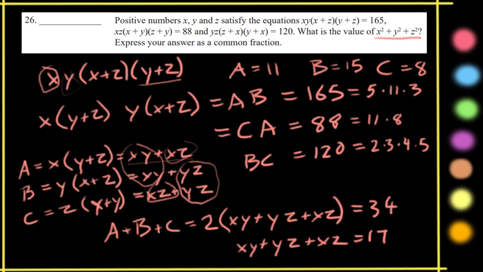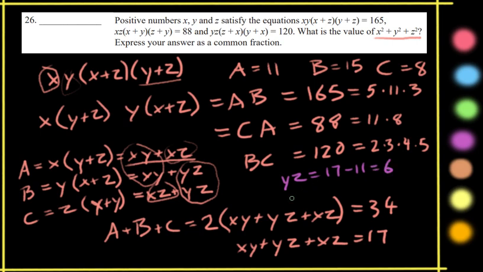So the next thing we can do is subtract A from 17. If we subtract this xy plus xz from 17, I'm going to be subtracting this part and this part. That's just going to give me yz. So that means that yz is equal to 17 minus A, and A is 11. And so that gives me 6 for yz.